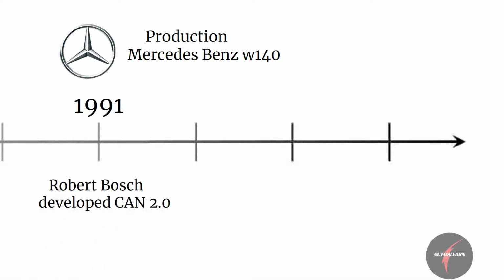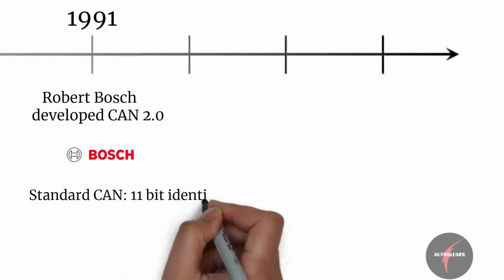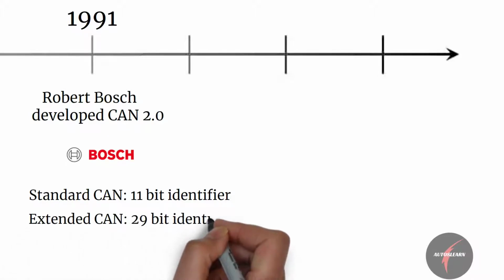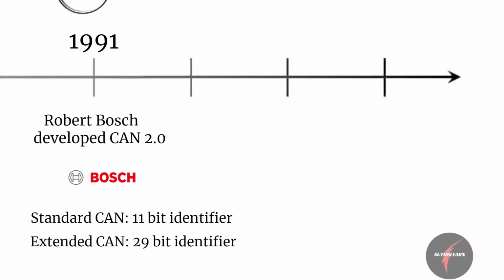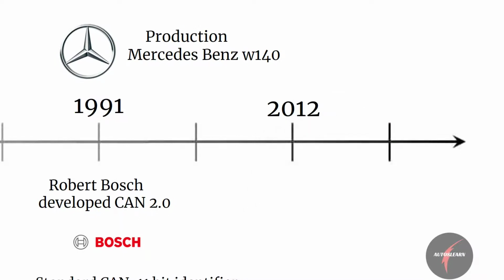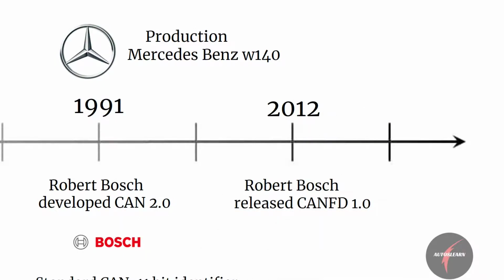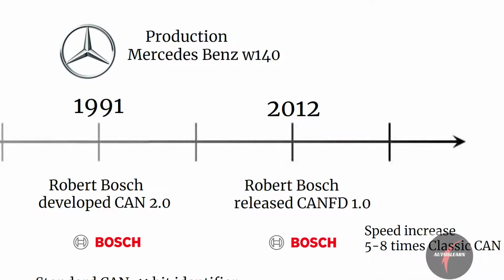Bosch came up with CAN 2.0 in 1991 with standard and extended CAN format. The standard format CAN had 11-bit of header called as identifier, while extended CAN had 29-bit of identifier. Then later in 2012, Bosch released CAN FD 1.0, that's CAN with flexible data rate, increasing the speed of transmission by 5 to 8 times of classic CAN.